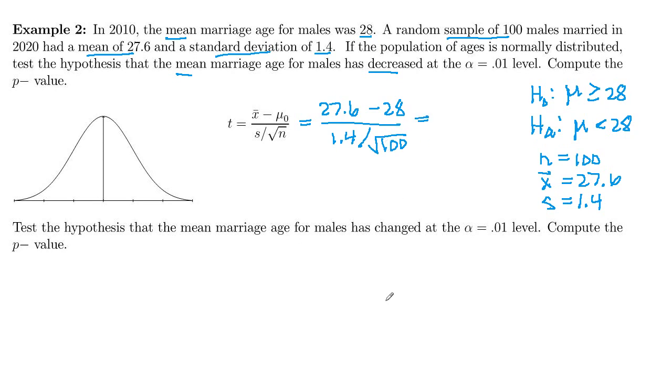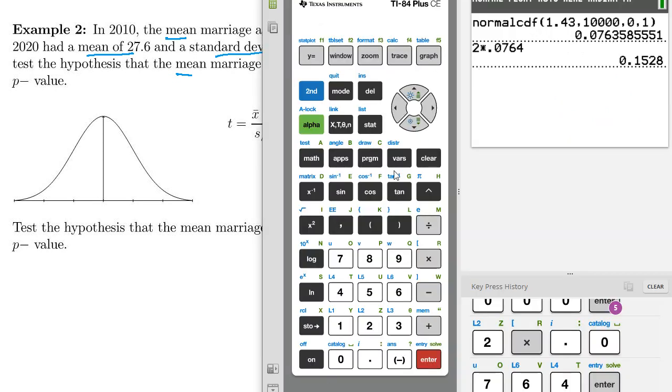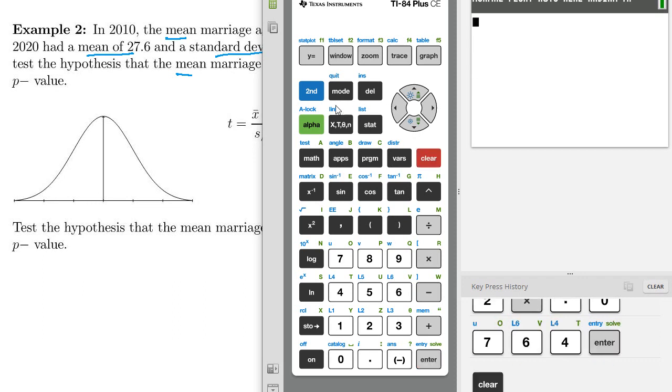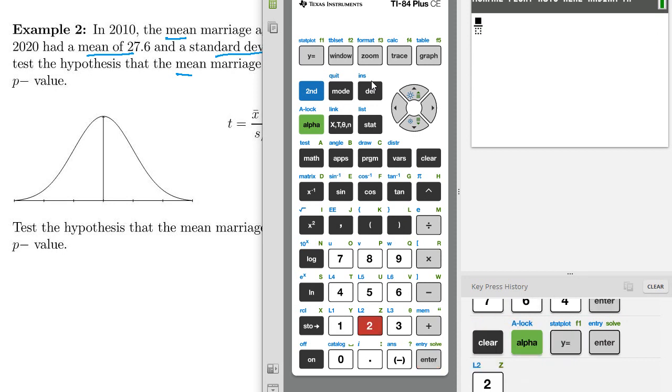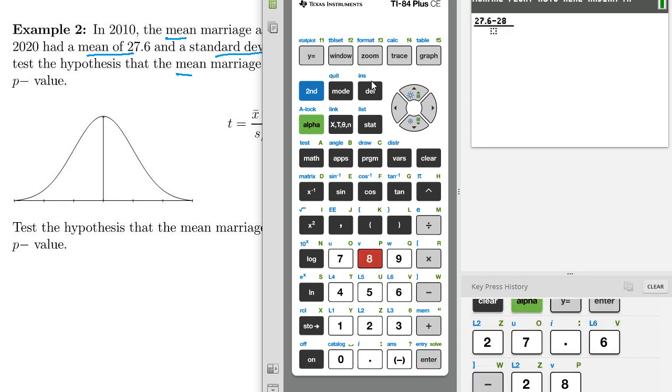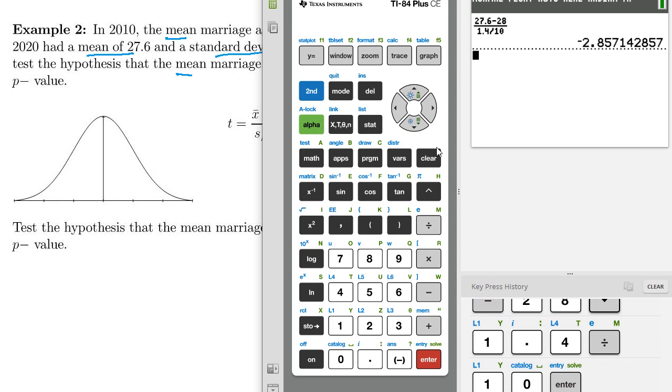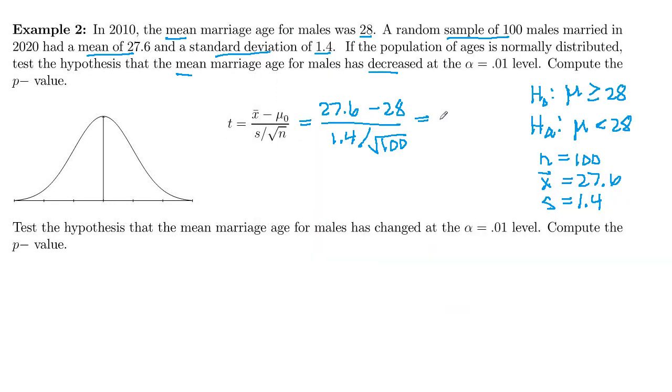So let's go ahead and enter this into the calculator. So I'm going to clear this out. Alpha y equal enter, get myself a horizontal fraction, so 27.6 minus 28. Arrow down to the bottom, 1.4 divided by square root of 100 is 10. So negative 2.85.